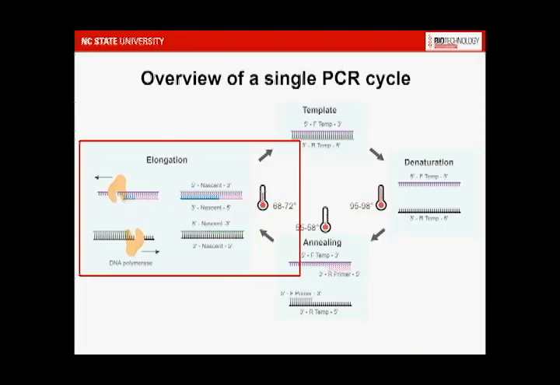Finally, DNA polymerase binds to these double-stranded priming points and catalyzes the addition of complementary nucleotides in the 5' to 3' direction. DNA polymerase activity is optimal at between 68 and 72 degrees, though again this can vary depending on the specific DNA polymerase used.